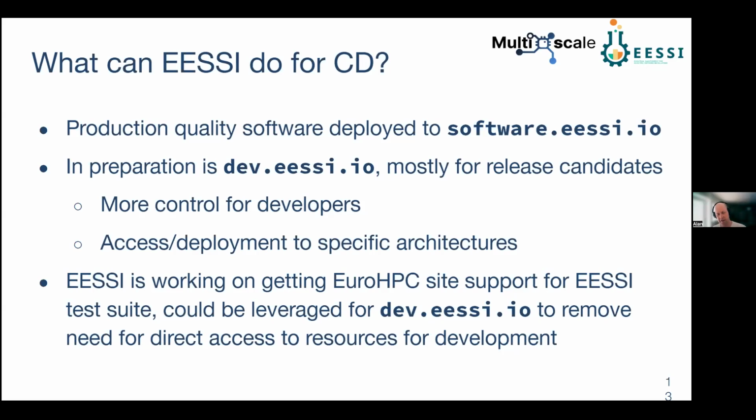And what we're working on in general as well is getting site support for the EESSI test suite. So the idea behind the EESSI test suite is that we have tests for applications that include things like performance and scalability checks as well. And we could potentially include applications that are delivered via dev.eessi.io in that test suite. And then we centrally collect the information from those test runs, and that could be leveraged by dev.eessi.io. It might help developers, and that would remove the need for them to have direct access to each resource to be able to run, especially something like scalability or performance tests, that we can collect that information for them on their behalf and then make it available to them. And so that's something else that we could do.